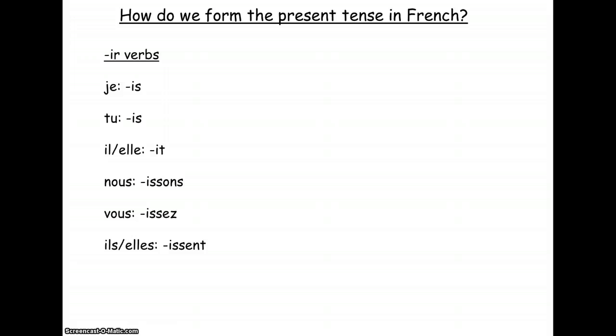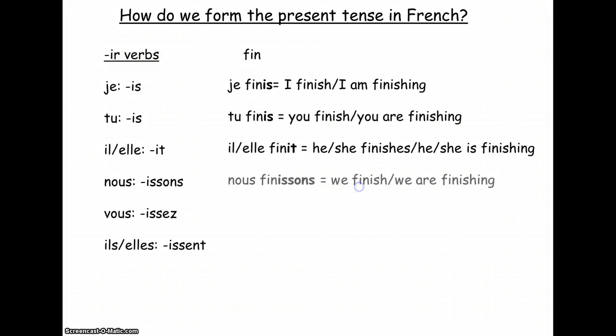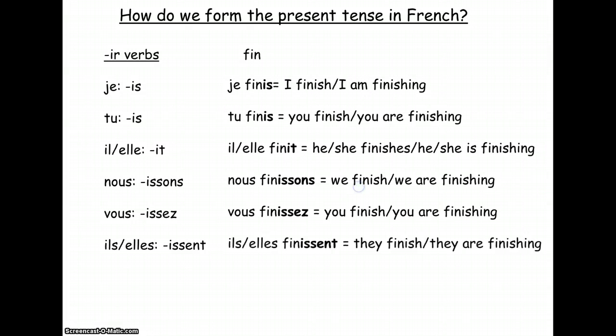And again, it's best if you can learn those endings, because then you'll be able to do every single IR verb off the top of your head. Works exactly the same way. To finish, the infinitive is finir. Take off that IR and add the endings. IS, IS, IT, ISSONS, ISSEZ, ISSENT. Je finis, tu finis, il finit, elle finit, nous finissons, vous finissez, ils finissent, elles finissent.